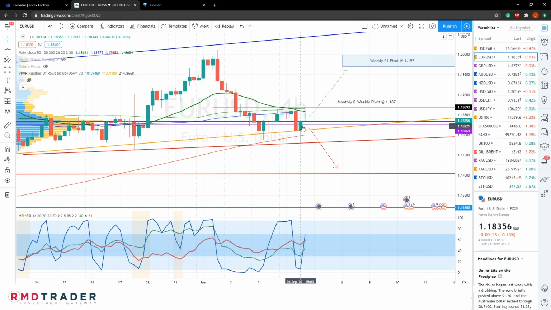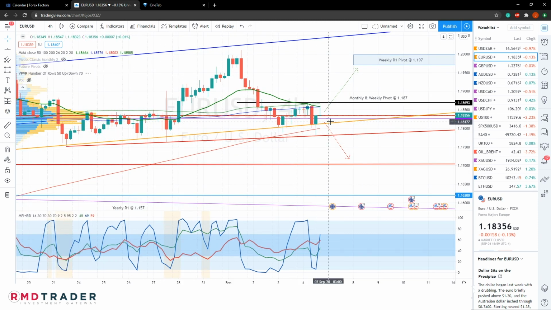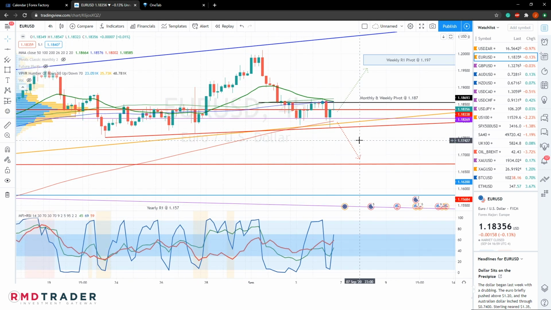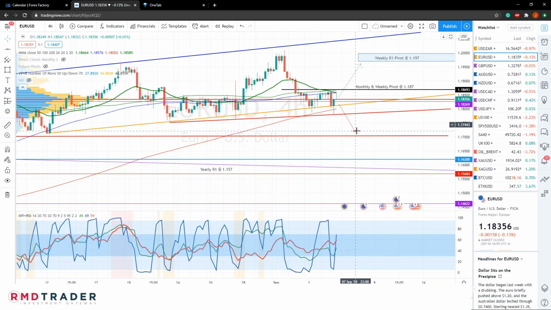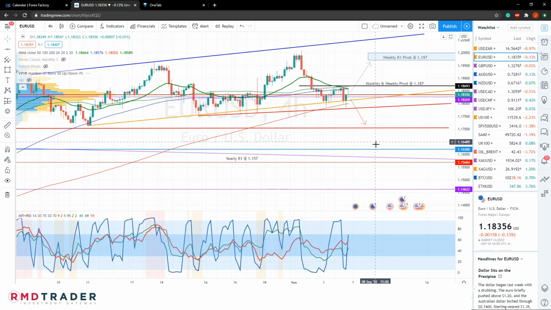However, if we were to reject off of this level and lose the support of this lower boundary at 1.180, it's likely that we will see price move lower towards support at 1.170, and hopefully this is as far as we will go down. However, there is some additional support at the bottom around 1.16 and also the yearly R1 at 1.157.